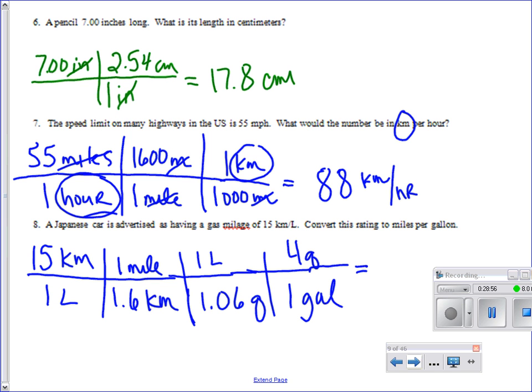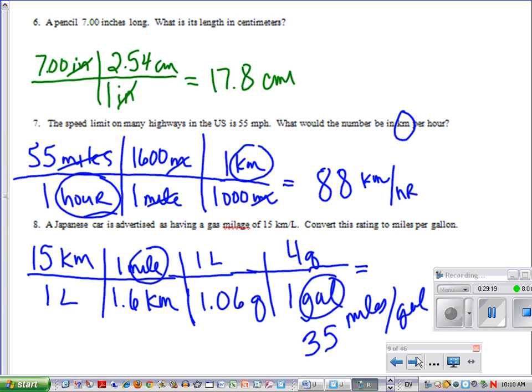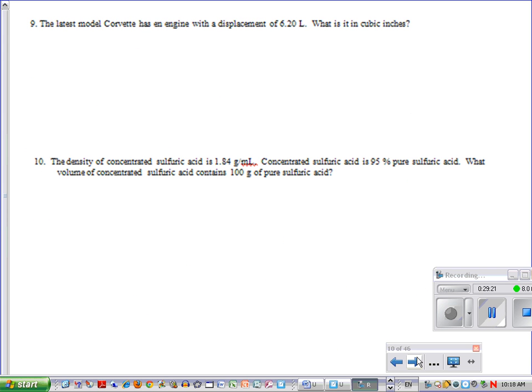Does that give me what I need? All right, so how many sig figs am I going to round to? 2 sig figs, and what do we get? 35. 35, what are my units? We got gallons on the bottom, miles on top. Miles per gallon. Next problem, we've got 2 more to do.